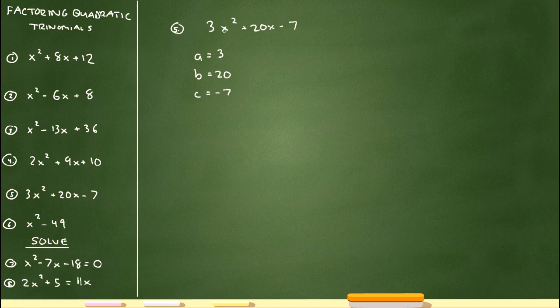Now, don't get that from the order that this is written in. You want to get it from the fact that a is always the coefficient of the x squared, b is always the coefficient of x, and c is always the constant term. So we know a, b, and c.